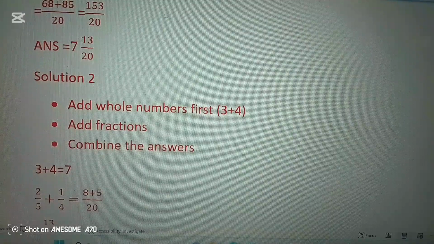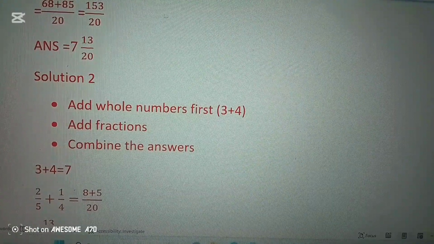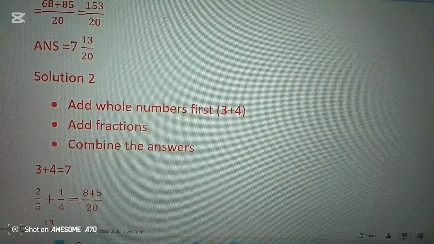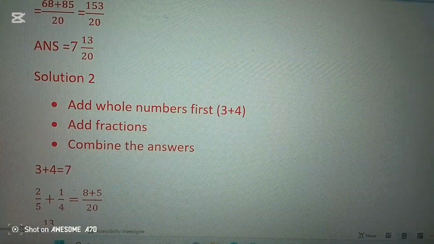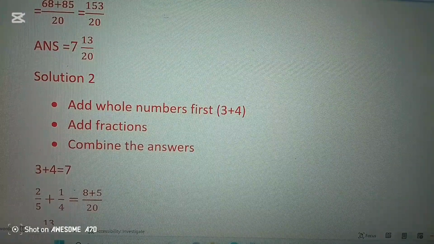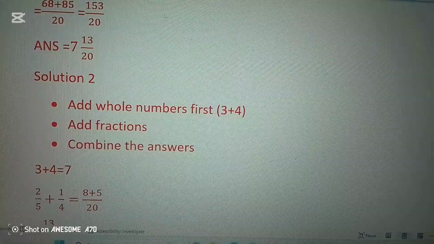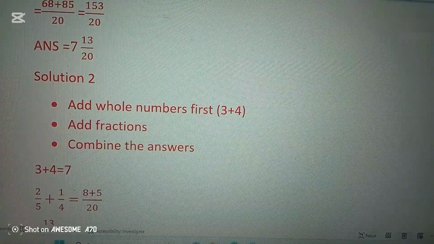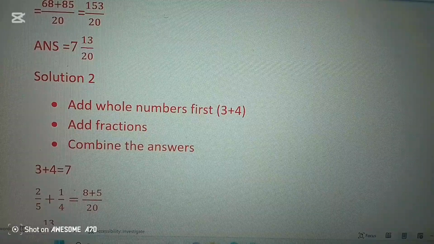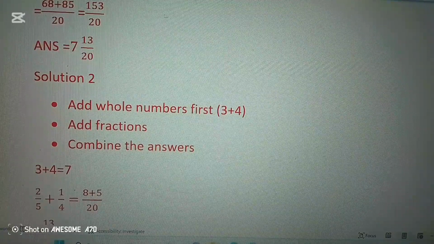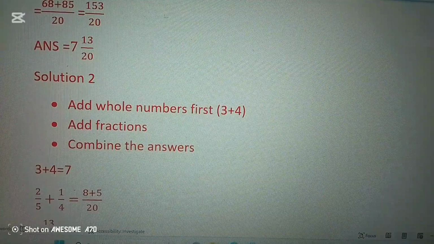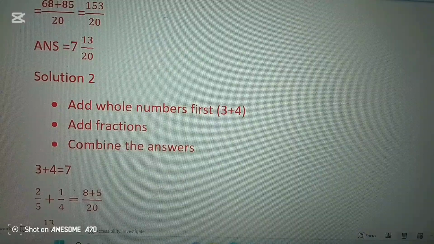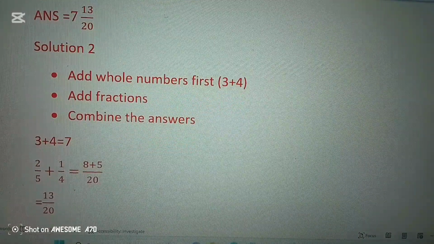For our second solution, there are only 3 steps. The first step, you just add the whole numbers. The second step, add the fractions. And the third step, combine what you have added, the fraction and the whole number, and you get your final answer. So let's start with the first step.